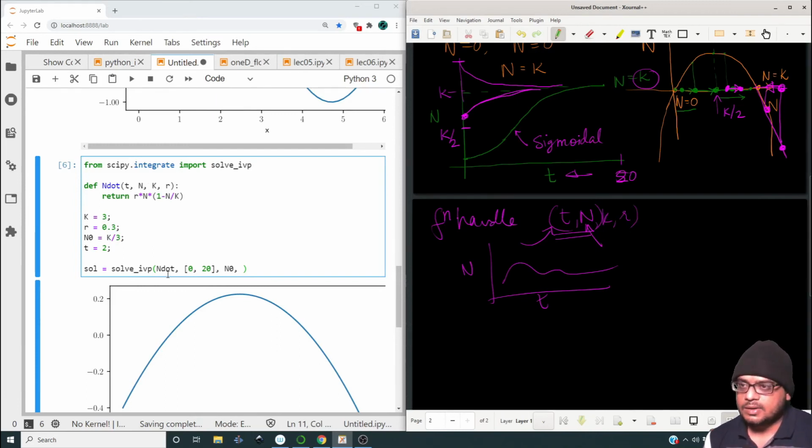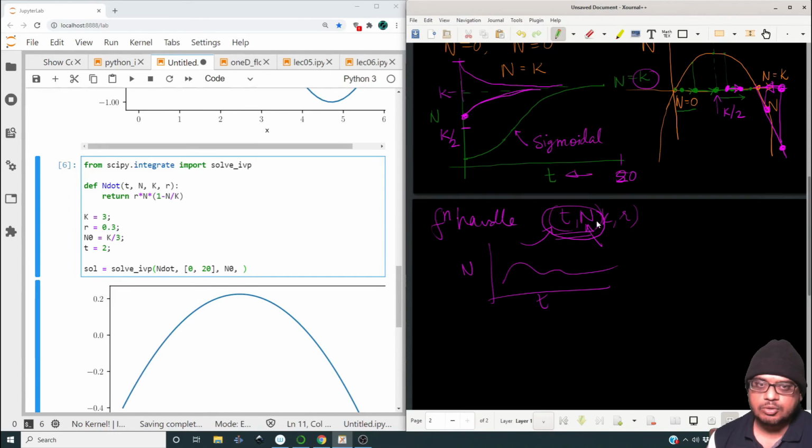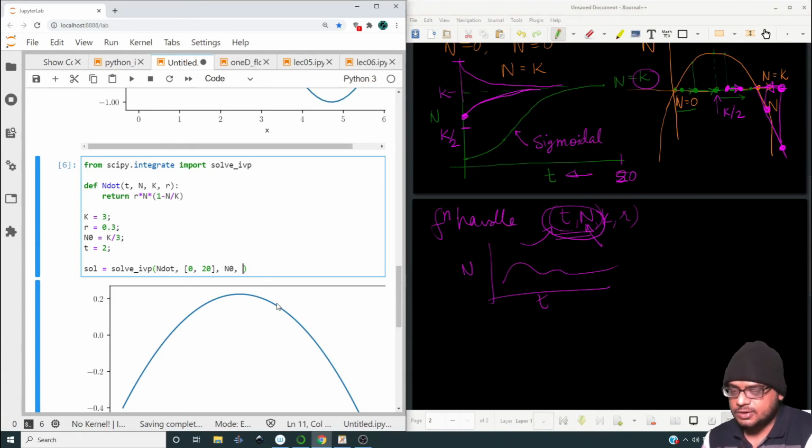So solve IVP ideally would accept a function which will give output as this, but since we have additional arguments k and r, we need to do the following. We need to pass args equal to, and then we need to pass k comma r in the same sequence as the function, and we will pass the relative tolerance. So rtol equal to 1e minus 6, no problem.